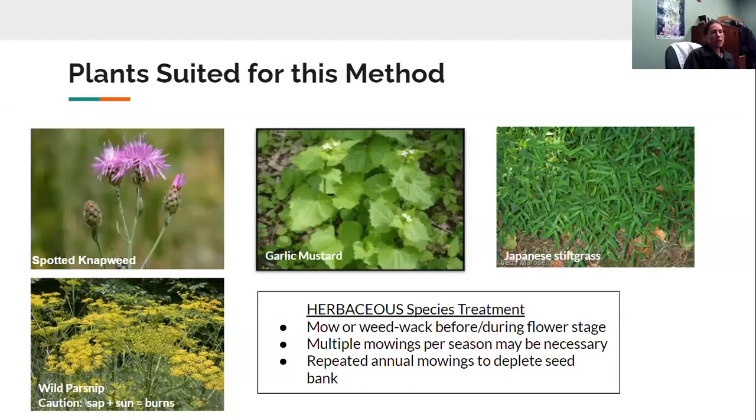These other plants, the spotted knotweed, garlic mustard, and stiltgrass, you can also weed whack if they're small infestations. I don't think I'd weed whack wild parsnip. And be aware of when these species flower. For instance, garlic mustard flowers in the spring, and Japanese stiltgrass flowers in the fall. So you want to time your mowing for before or just as they're starting to flower. You will likely have to do repeated annual mowings to deplete the seed bank, because there will be seeds in the soil and they will just resprout every year.